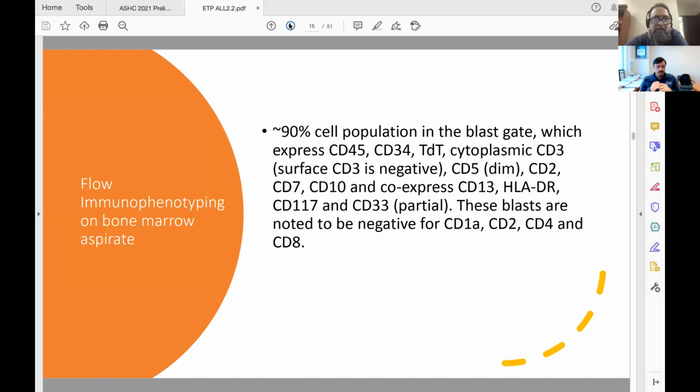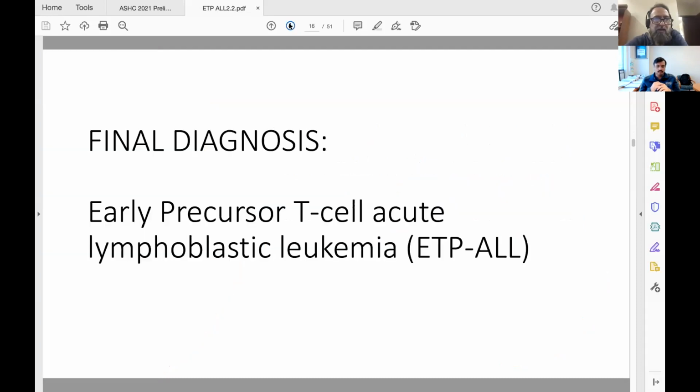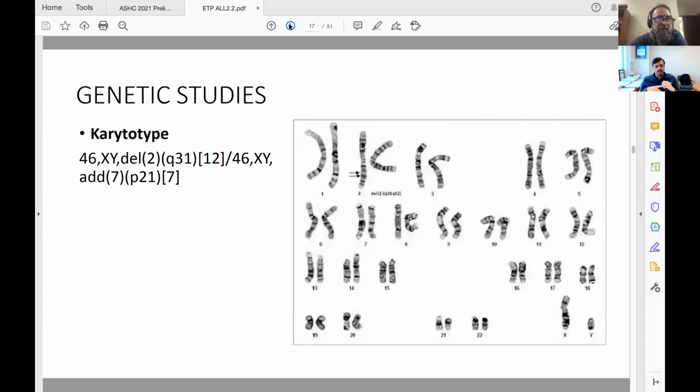If we go to the next slide, the answer is, it is something which was described lately, like 10 years ago, called early precursor T cell acute lymphoblastic leukemia, ETP ALL, which is actually an important entity to know. I think this is important for both pathologists and clinicians, for reasons I'm going to discuss in the next few slides.